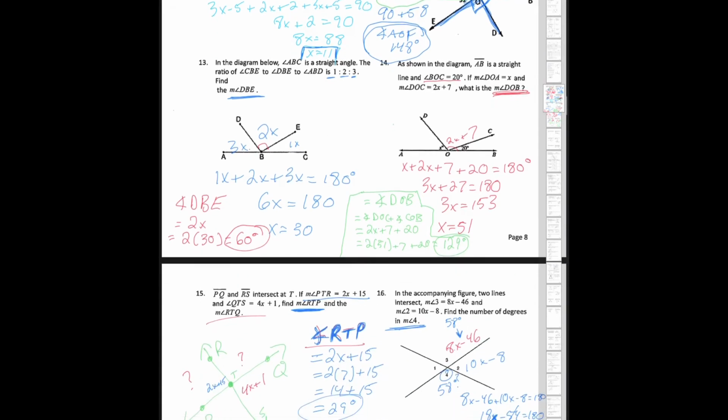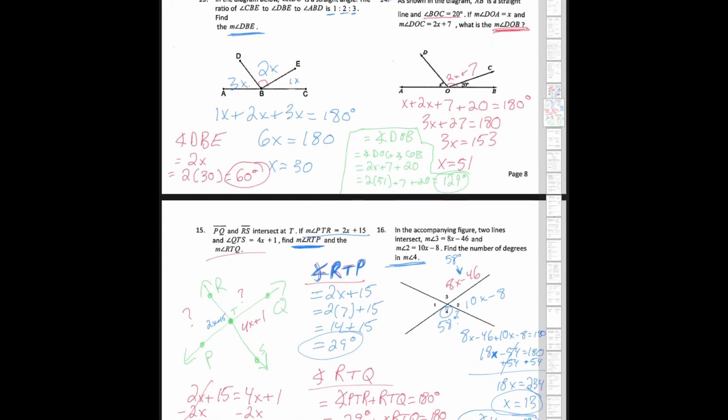Now on to 13. For number 13, we have a straight angle, so right away you should be thinking 180 degrees total. And then it says that they're in the ratio of 1 to 2 to 3. That means they are multiplied by the same factor in this ratio. Some number X we're looking for is going to help us find these. So I add an X onto them because they're ratios. 1X, 2X, and 3X combined together gives me 180. And when I do that, I get X equal to 30. I'm looking for angle DBE. So DBE is this angle here. 2 times 30 is 60. I get 60 degrees.